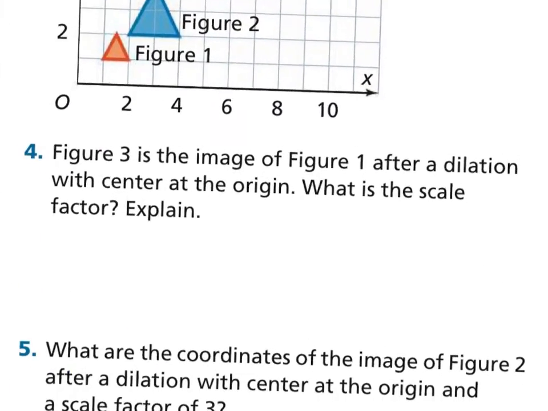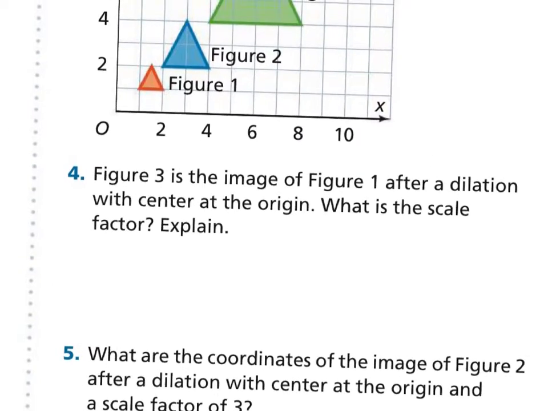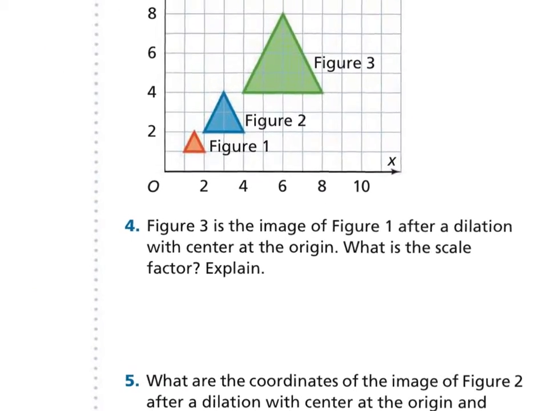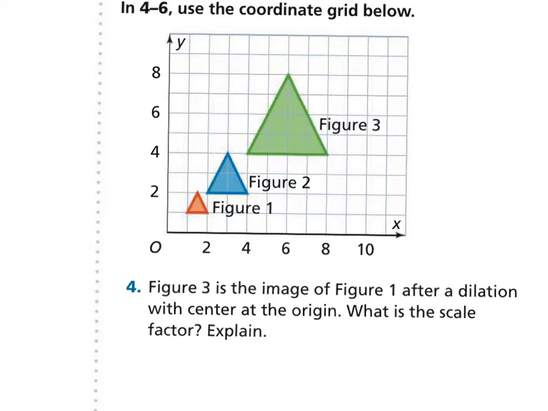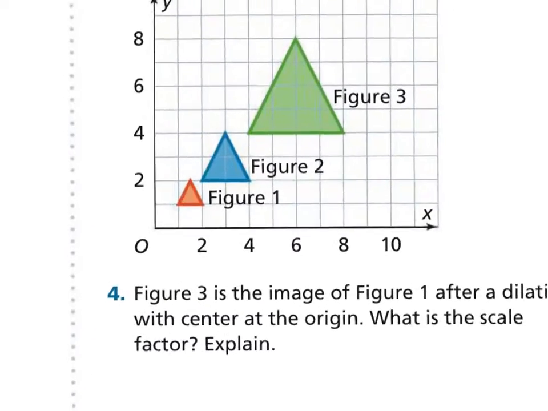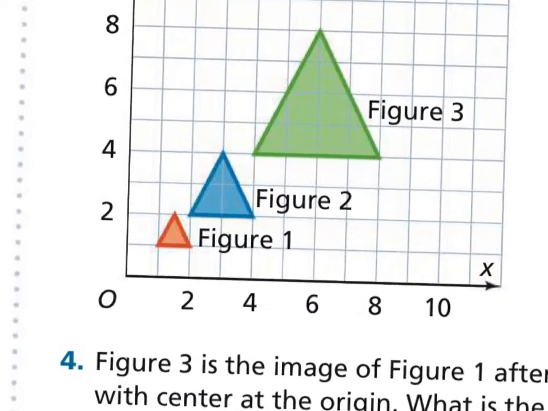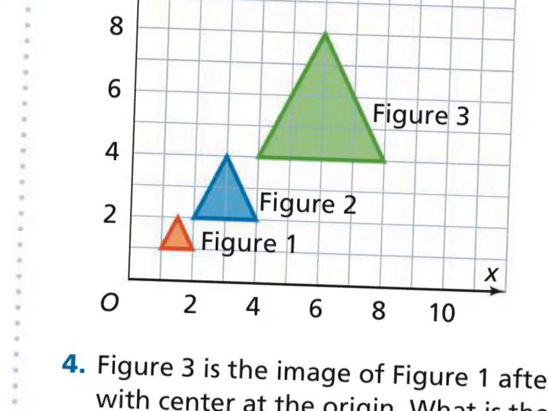So we're going to look at the Do You Know How number 4. Figure 3 is the image of figure 1 after dilation with center at the origin. What is the scale factor? So we're looking at figure 1 and figure 3. We're starting with figure 1, going to figure 3. Those have straight sides at the bottom, so if you want to just compare those sides, you can. So originally the side length was 1 at the bottom here, and now it's 4.